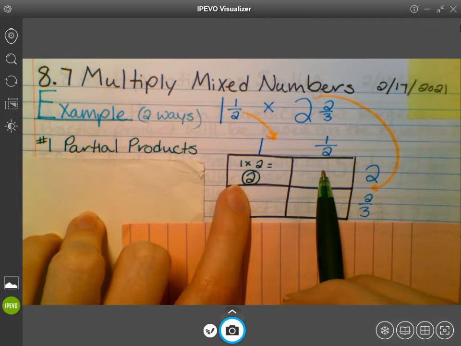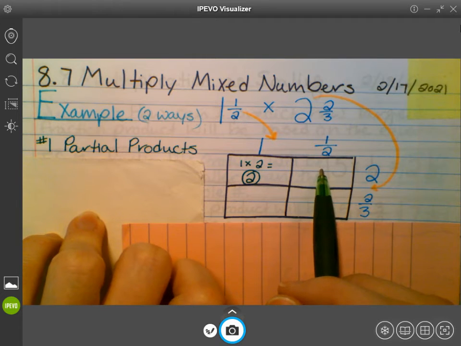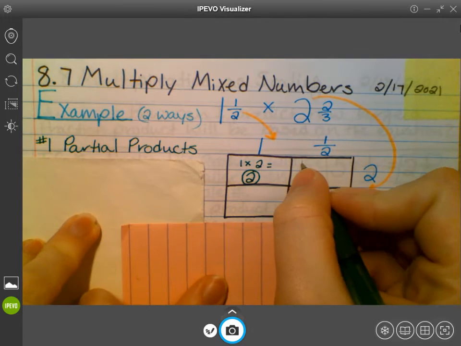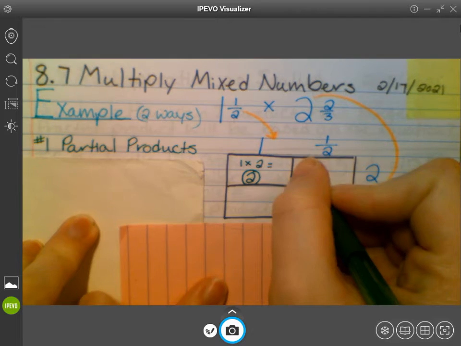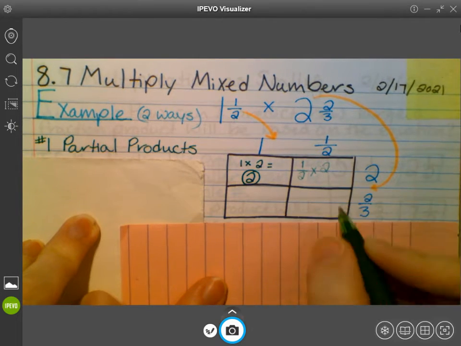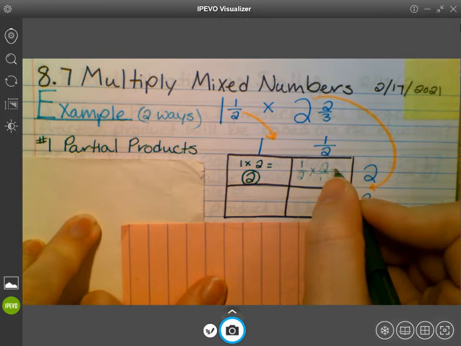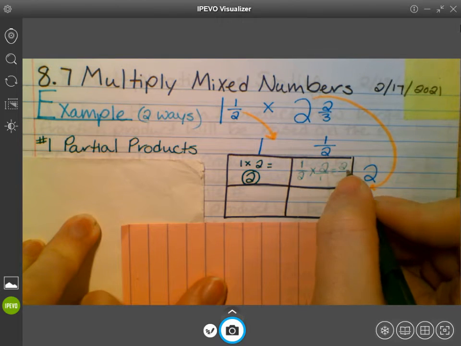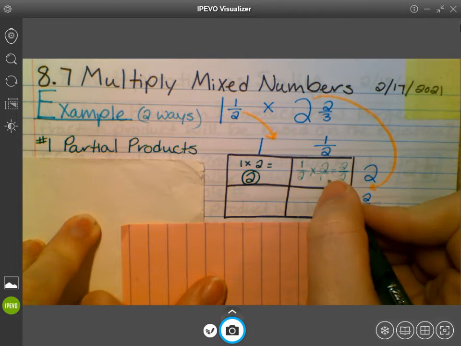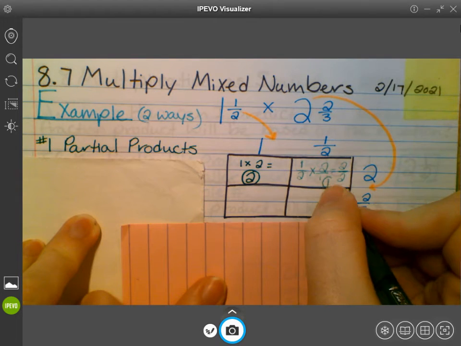Then, when I come over to this box, which two numbers am I multiplying? 1/2 times 2, or 2 times 1/2. Exactly. When I multiply those together, I get 2 over 2, which is the same as the whole number 1. So I'm going to actually turn it into a 1 and circle it.